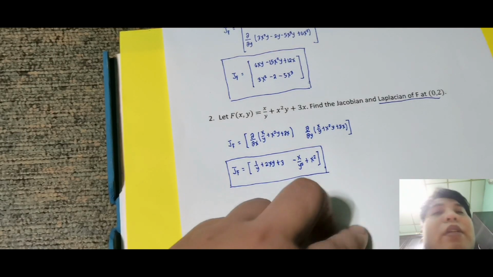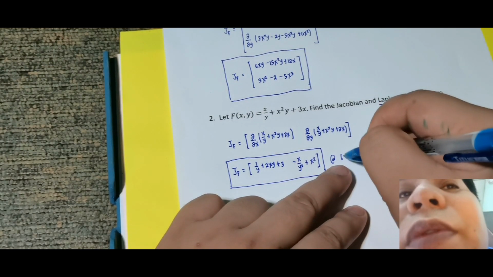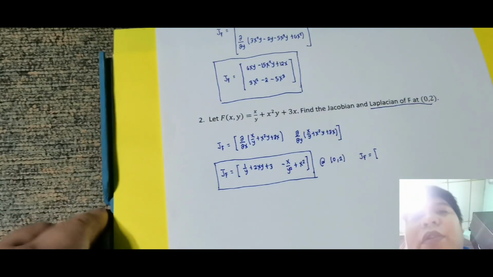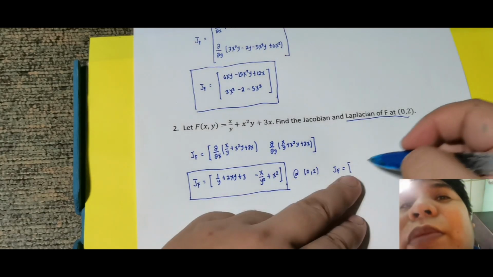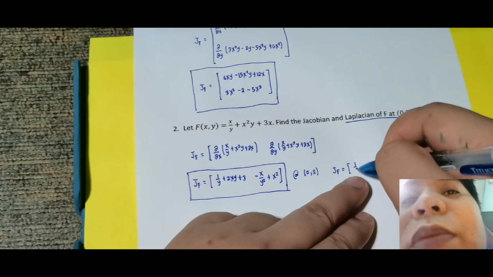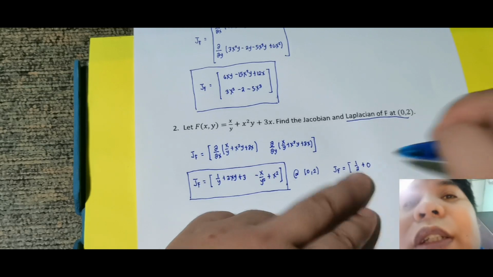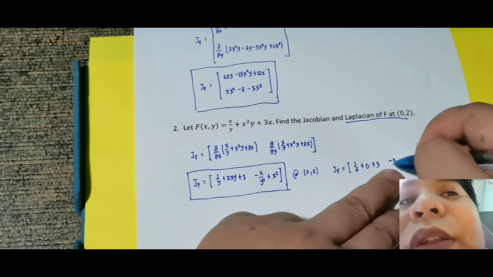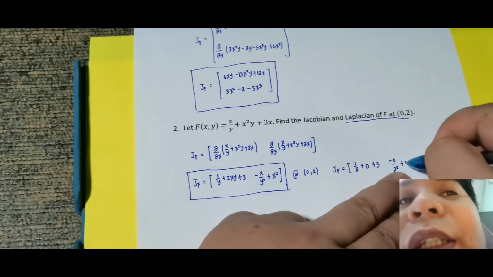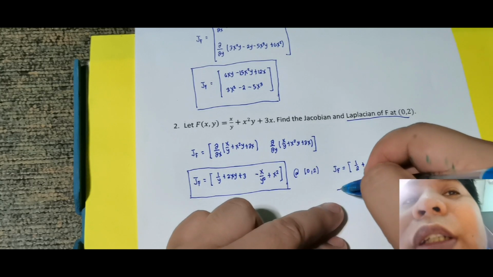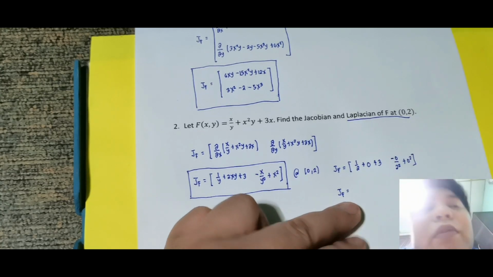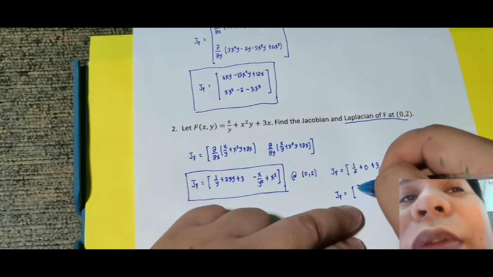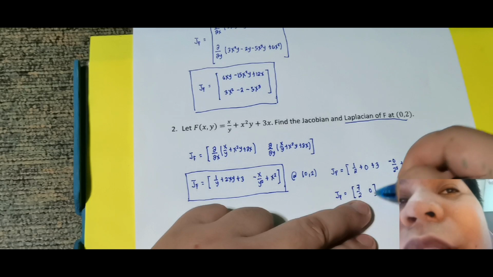So at the same time, sabi at 0, 2, no? So at 0, 2, so the Jacobian of f is simply equivalent sa, so magiging 1 over 2 to, no? So magiging 1 over 2 plus 0 kasi may x doon, then plus 3. Okay, then isa is negative 0 over 2 squared plus 0 squared. Okay, which is the Jacobian of f is simply equivalent sa 1 plus 3 over 2, that is 7 over 2, no? So that is 7 over 2 tapos 0 para sa part na to.